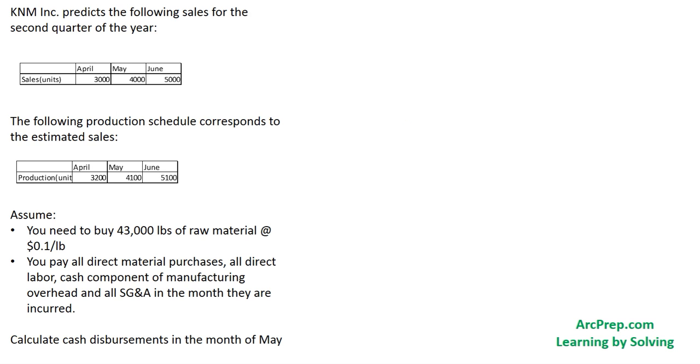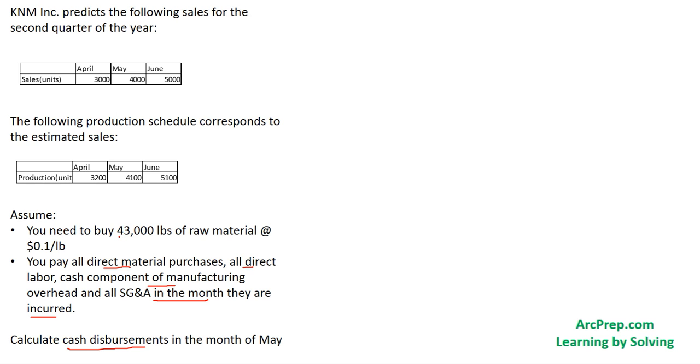Now we need to calculate cash disbursements for the month of May, and I need to know how I'm going to pay for the different cost items such as direct materials, direct labor, and the cash component of manufacturing overhead. And I'm told that everything is paid in the month that it is incurred for this problem. So I'm going to pay everything, all the cash disbursements.